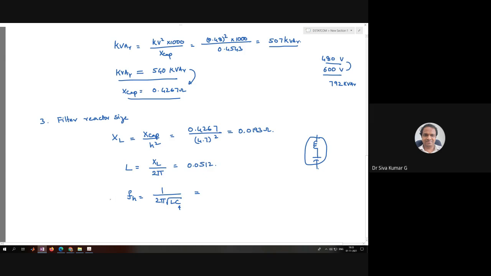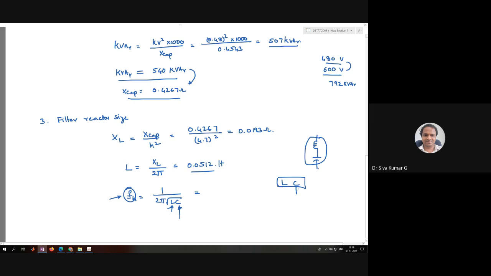Apart from this, once after finding out the C, we know the C value, and we know the FH of 4.7. We can find out the value of L. With that, we can find out the values of L and C. Especially, we designed the filter to improve the power factor as well as to eliminate the fifth harmonic.